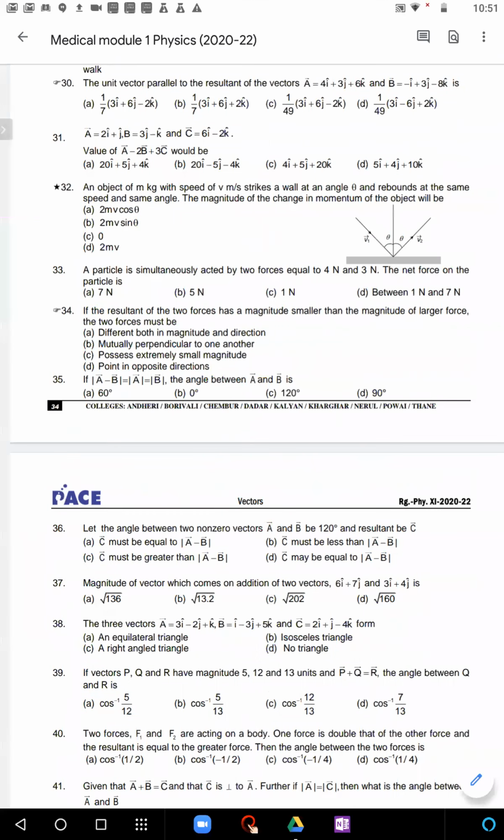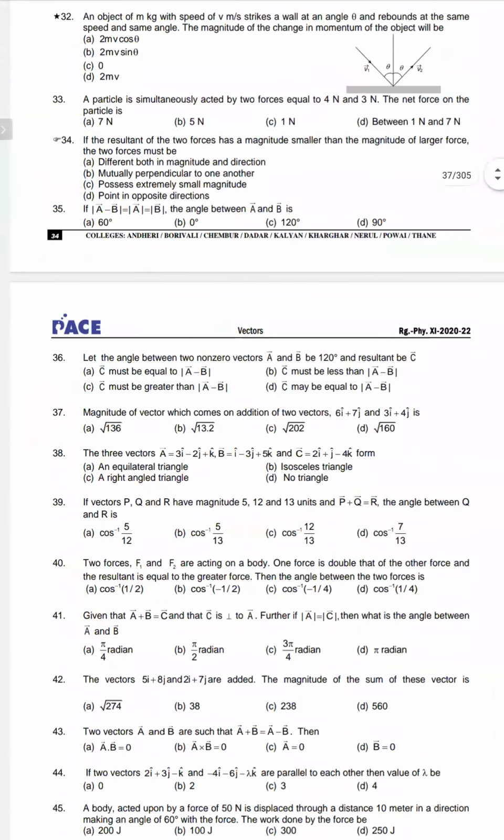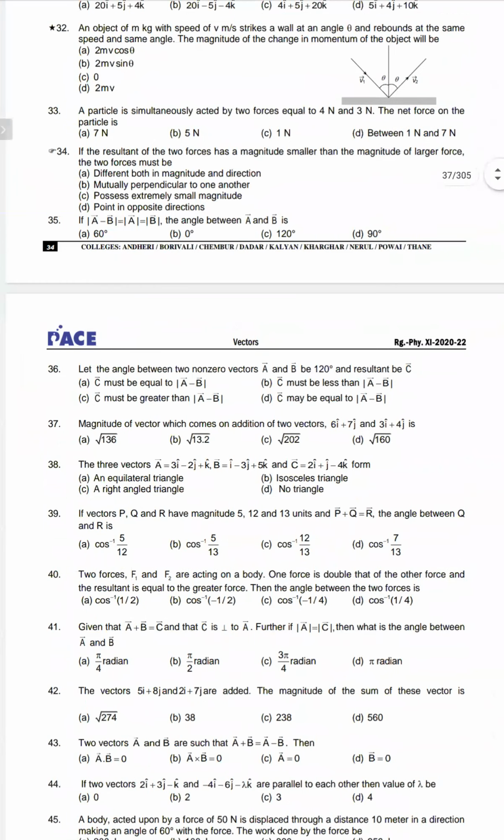Two forces, F1, F2, are acting on a body. One force is double that of the other force, and the resultant is equal to the greater force. Then the angle between the two forces is? Analyze the question, see what variables are there. Two forces, फिर one force is double that, मतलब magnitudes के बीच में कुछ रिश्ता दिया है, एक दूसरे का double है.